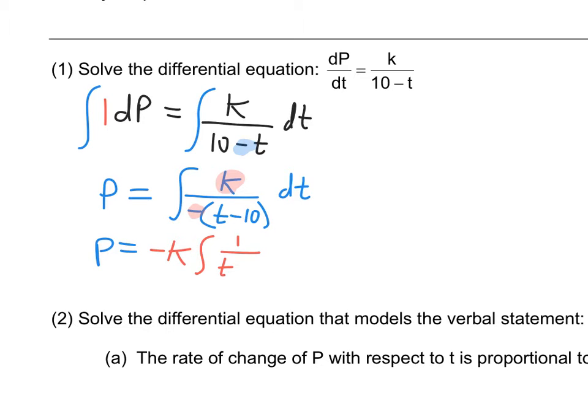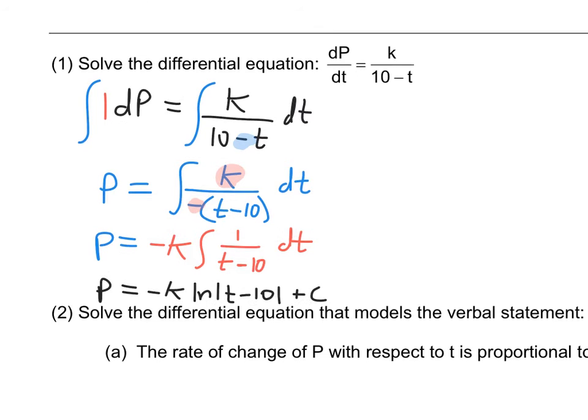I don't know why that little minus sign bothered me, but it did. Then I can integrate, and I'll be left with p equals negative k times the natural log of t minus 10 plus c. All right? And that's the solution to the differential equation because I don't have an initial condition. And so at that point, I'd have to just leave it.